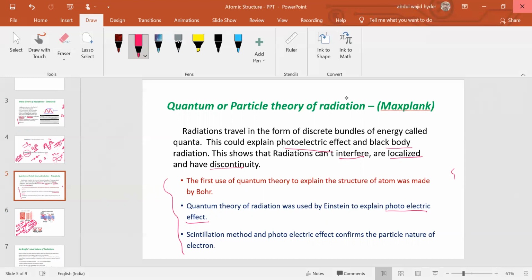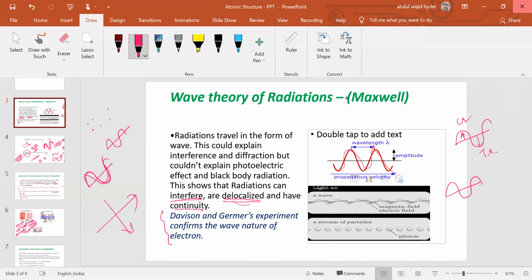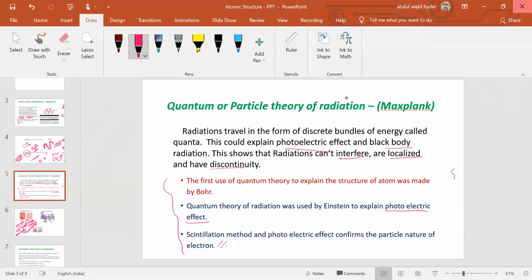Scintillation method and photoelectric effect confirm the particle nature of electron. See, this question is here, and there it was Davisson and Germer's experiment, and here it is scintillation method and photoelectric effect, which confirm the particle nature of electron. So you should be very, very careful in all these things. All these are questions which they asked in previous years.